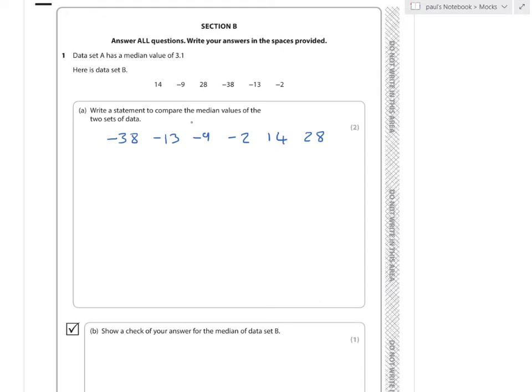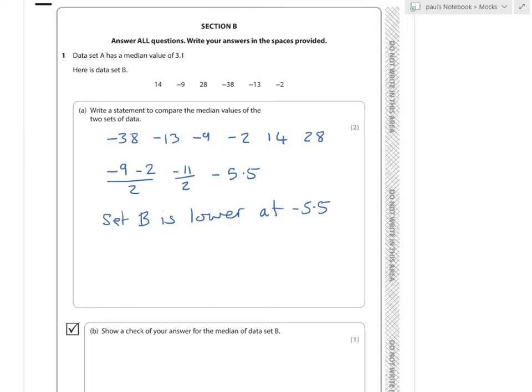So the median value is in the middle. So it's in the middle of minus 2 and minus 9. So minus 2 and minus 9 together is minus 11, divided by 2 is minus 5.5. Okay. Compare. Set B is lower at minus 5.5. I would think that would be okay.